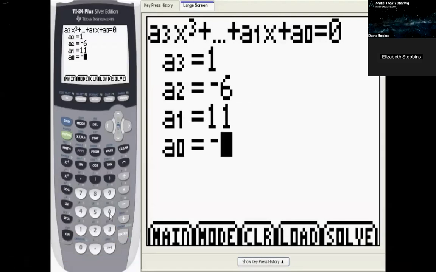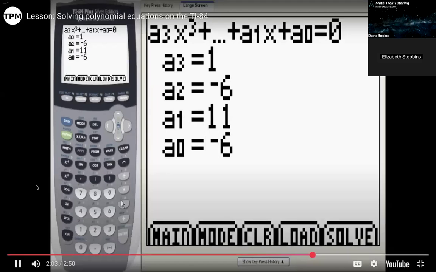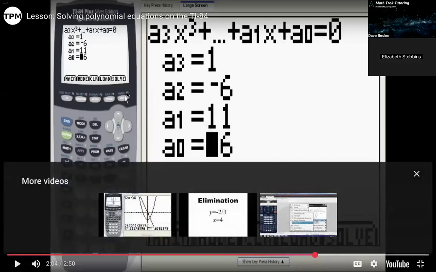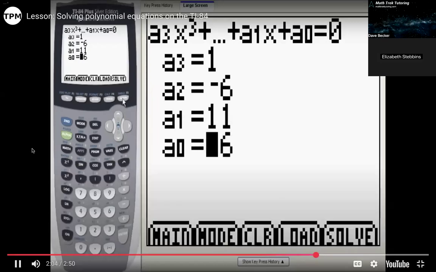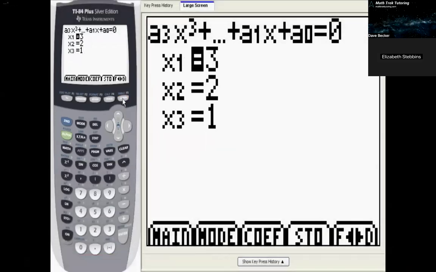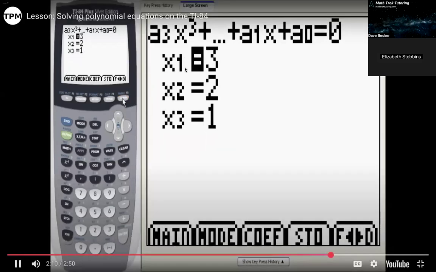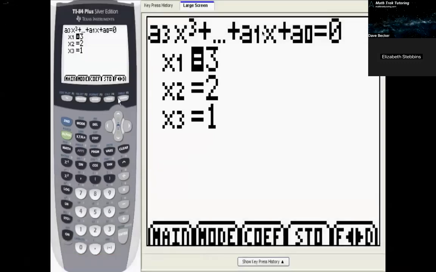That's from his original. Now press F5 to solve. You'll see the answers are x equals 1, 2, and 3. Now he said F5, but it's still the same thing that you used before. It's the graph one. If you are an Algebra 1 student, this might seem almost too easy, but there are a couple of catches.